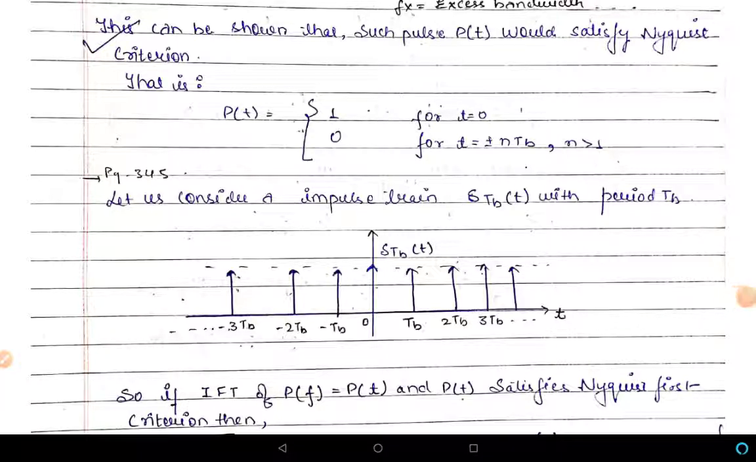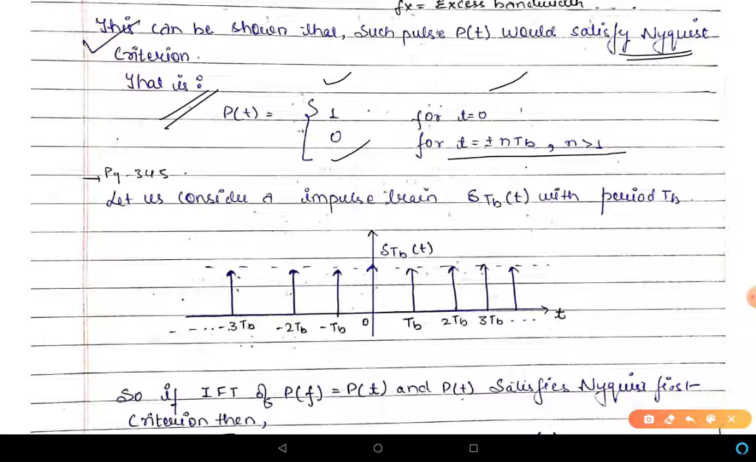Now the question is whether the pulse that we have selected this way, that is a pulse which is going above RB by 2, satisfies the Nyquist criteria. What is the Nyquist criteria? A Nyquist 0 ISI pulse must satisfy this criteria, that is P(t) equals 1 for t equals 0 and P(t) equals 0 for t equals plus minus nTB, where n is greater than or equal to 1. Now, the pulse that we have chosen in practical solution must satisfy the Nyquist criteria. What is that practical pulse?